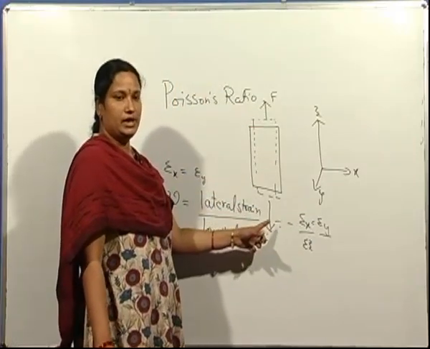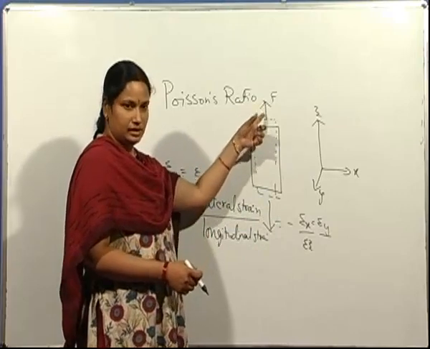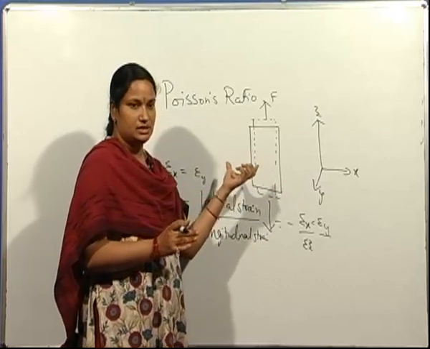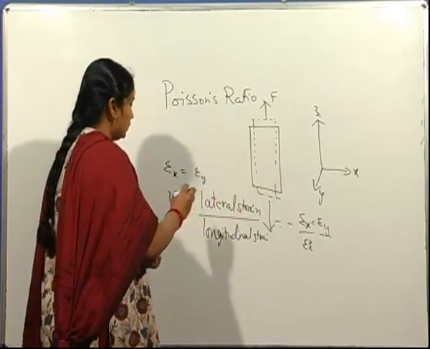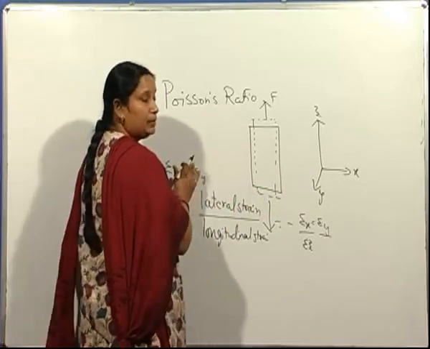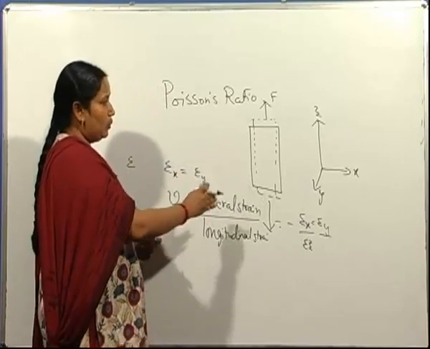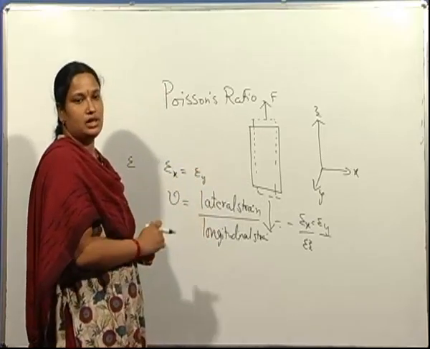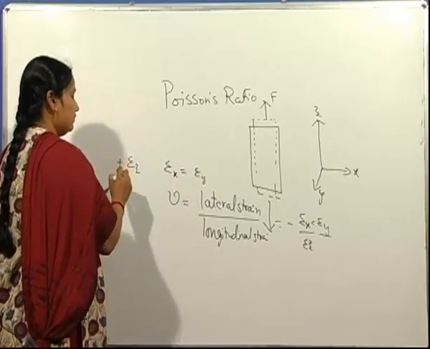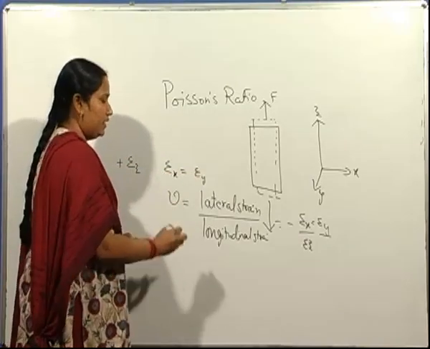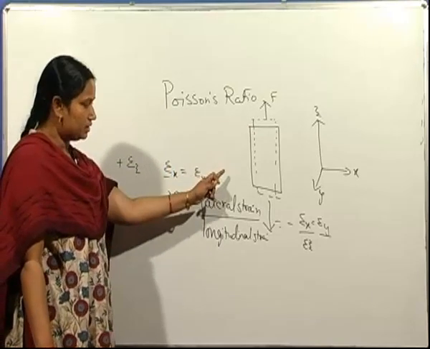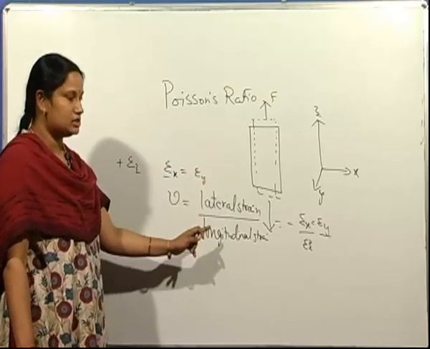Along the longitudinal direction, there is an increase in length, and in the other two directions there is a decrease, there is a contraction. So epsilon x is equal to epsilon y if the material is isotropic and provided the force is uniaxial tensile force. So epsilon z is positive and epsilon x, epsilon y is negative. Poisson's ratio is the ratio of lateral strain to the longitudinal strain.